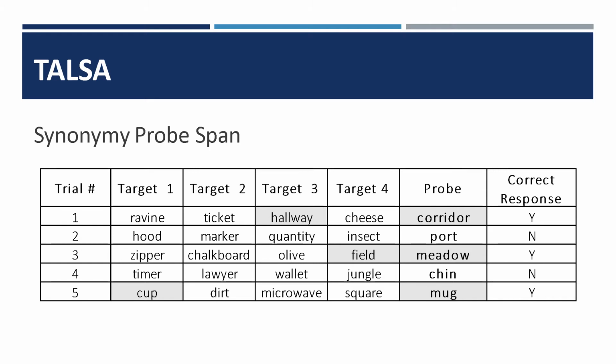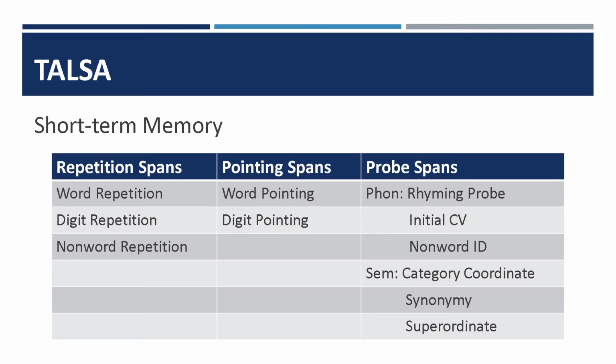This test goes all the way up to 7 words in the target list, which makes it very challenging. This subtest is therefore sensitive to very mild aphasia, which may be missed on standard aphasia test batteries. These were just a few examples of tests of short-term memory from the TALSA. Here is a complete list. You can see that probe spans are divided into phonological probe spans and semantic probe spans. This is another way to look at the differences in these linguistic processing levels in patients with aphasia.